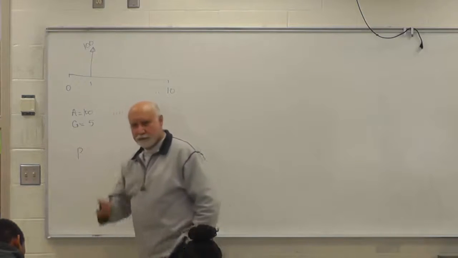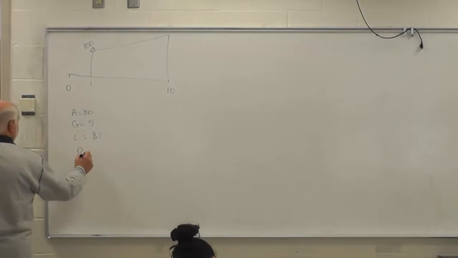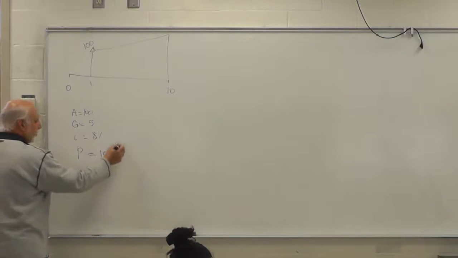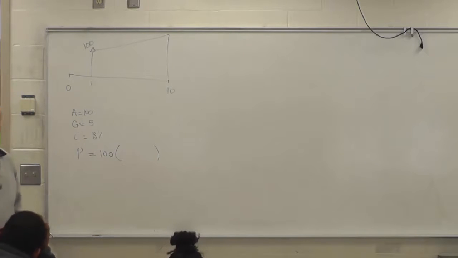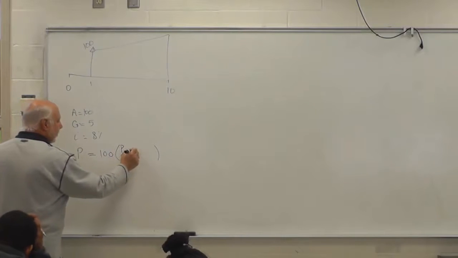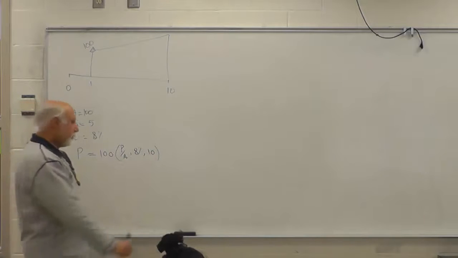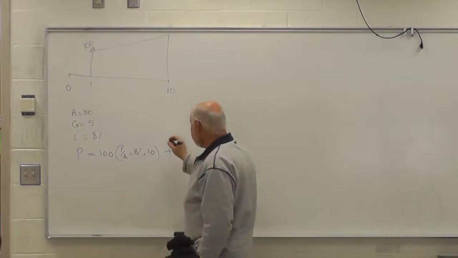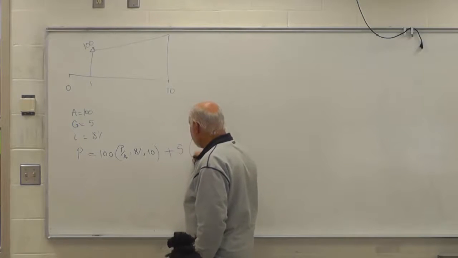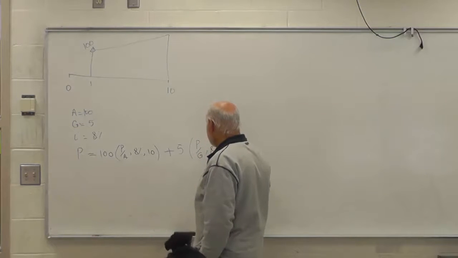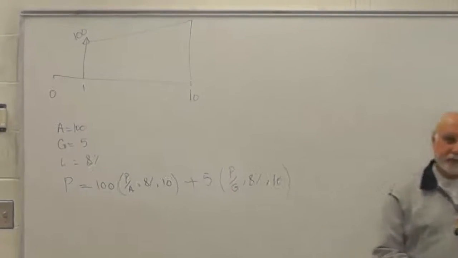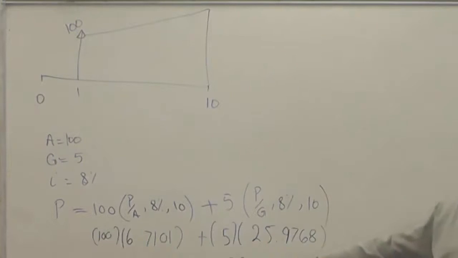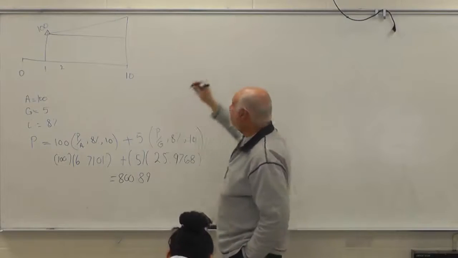Let's find P. So in this case, A is going to be, again, two parts. One brings 100 to the present worth using what factor? P given A, 8% and 10, plus the G value, and that is 5 times P given G, 8% and 10. And that converts that value to the present worth value. Good.